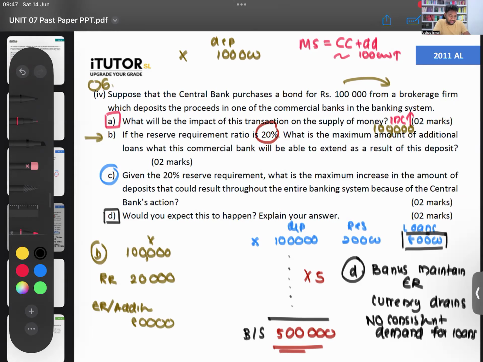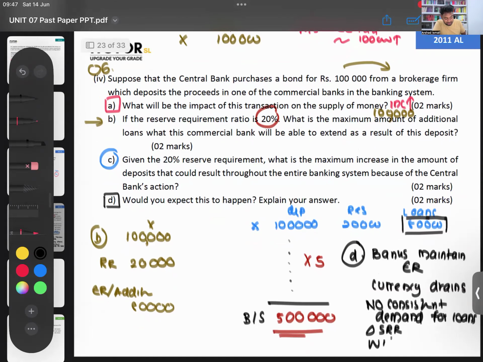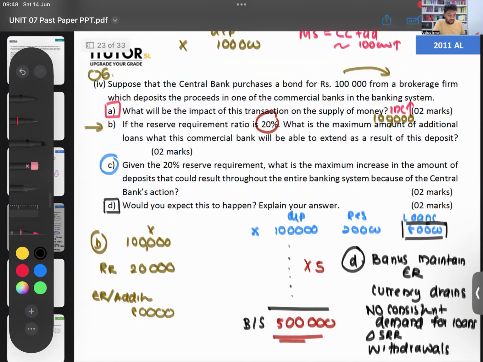Okay, those are a few things. You can put around 4 points and you can talk about change in SRR. You can talk about withdrawals. And withdrawals and currency drains, I would rather combine as 1 point. And then you can write your answer. Done. So that's question number 6, part 4 of the 2011 A-level paper.